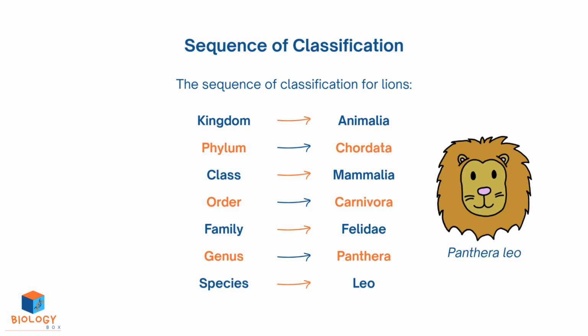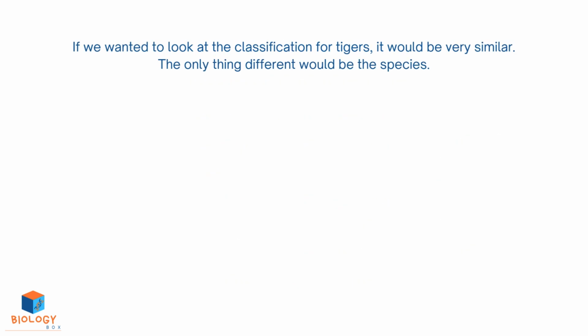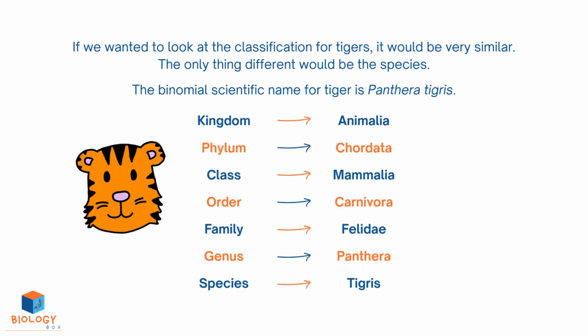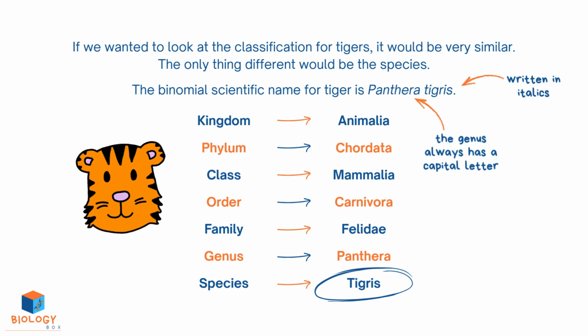Here is the sequence of classification for lions, from kingdom down to species, with the genus being Panthera and the species being leo. If we were to look at the classification for tigers, it would be very similar to that of the lions. The only difference would be the species, because lions and tigers are in the same genus.